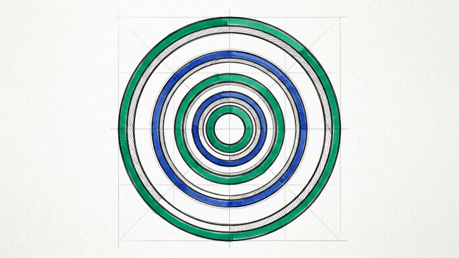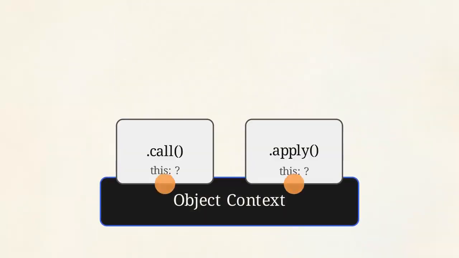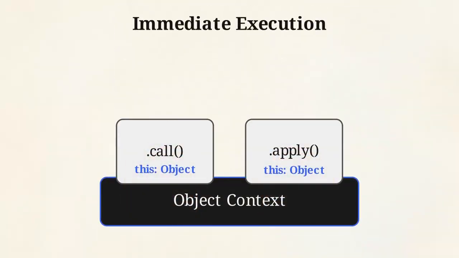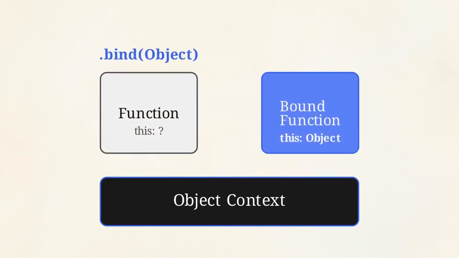There are moments when you must override both default and implicit rules, dictating the context manually through indirect invocation. You achieve this using .call or .apply. These methods execute a function immediately, while force-feeding it a specific object to use as its context. For long-term control, there is hard binding. Calling .bind returns a completely new version of your function and permanently locks that context to your specified object.